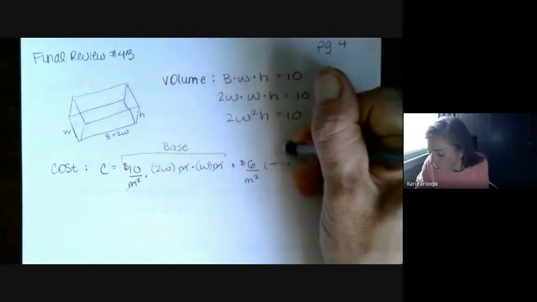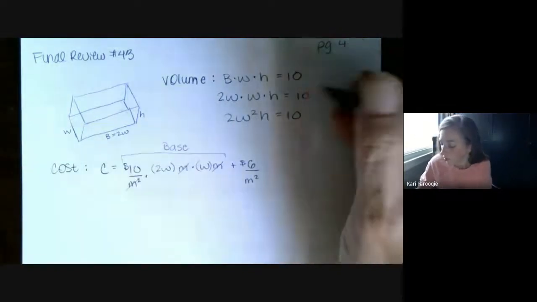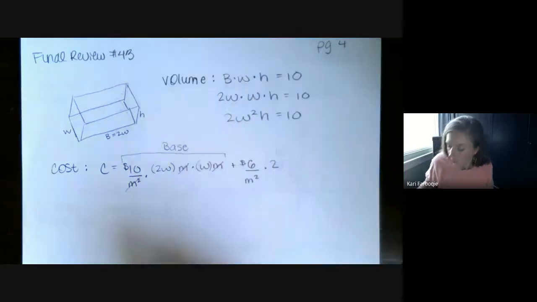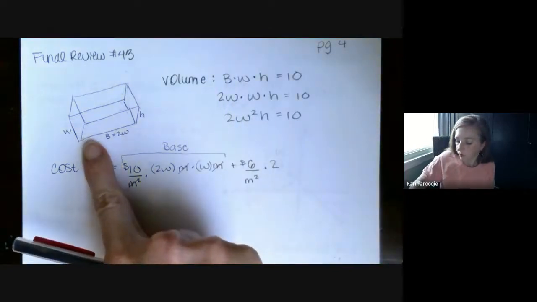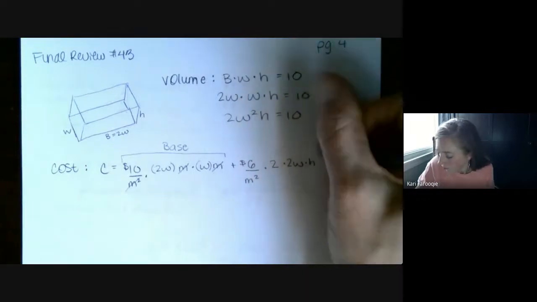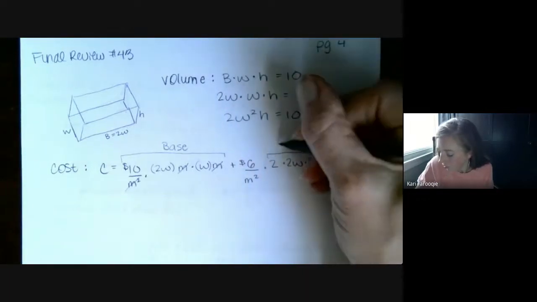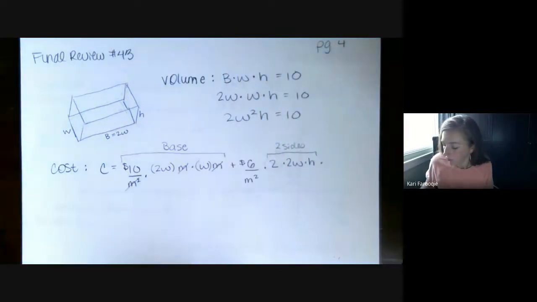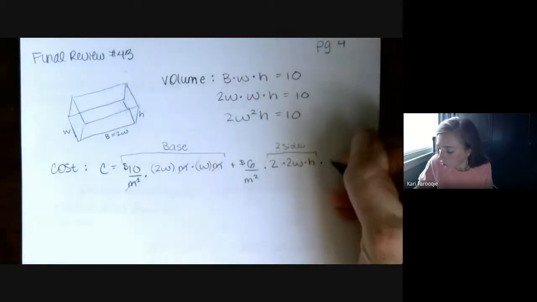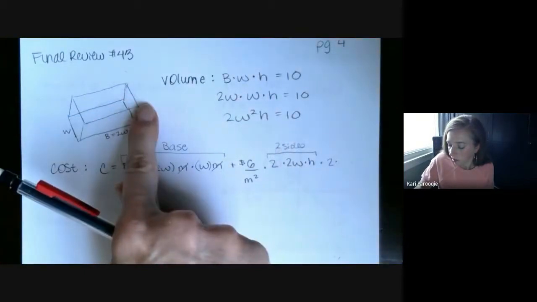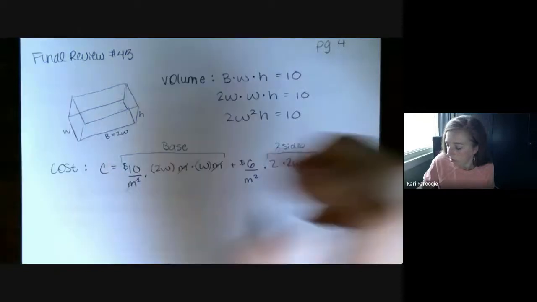So we're going to have 2 sides that are the same and 2 sides that are the same. So let's not use 4. This will be twice, and then we'll have 2 of these, 2W times H. And this will be for 2 sides. And then the other 2 sides will be these 2 sides now, W times H.